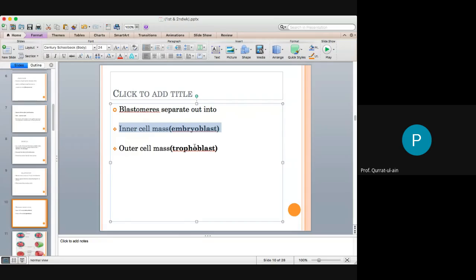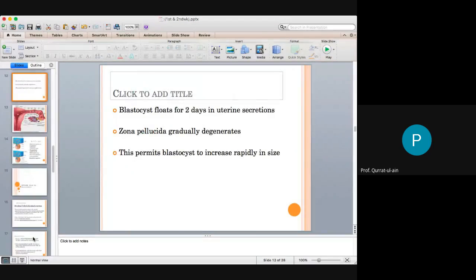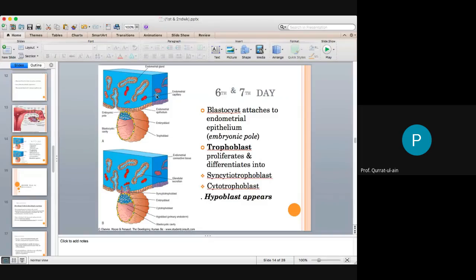Initially the blastocyst was formed containing the inner cell mass, the embryoblast, and the outer cell mass, the trophoblast, which you have seen here. This is the embryoblast, and this is the trophoblast. Now this blastocyst floats for 2 days after forming embryoblast and trophoblast, and when the zona pellucida completely degenerates, its size increases, and it will ultimately get attached to the wall of the uterus.